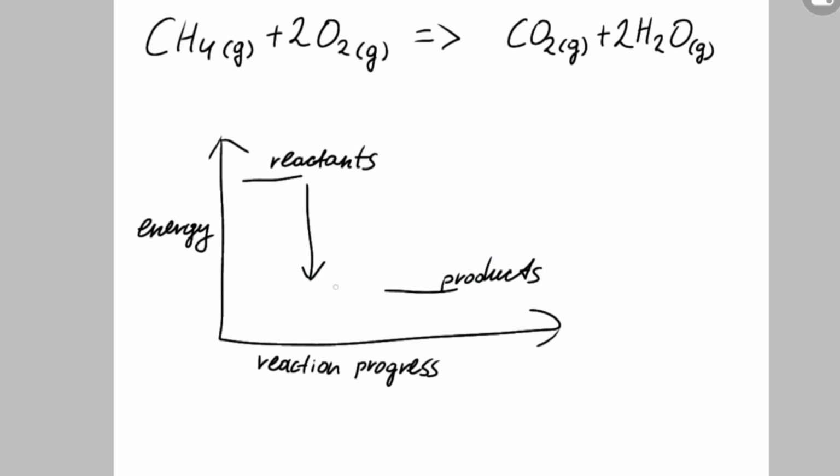The enthalpy change is always negative in combustion reactions, so this means that the products have more stable bonds than the reactants. So the products have less enthalpy than the reactants. That's why they are more stable, and that is why the enthalpy change is always negative.